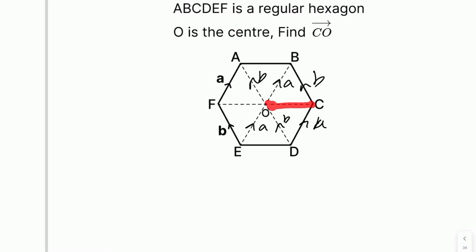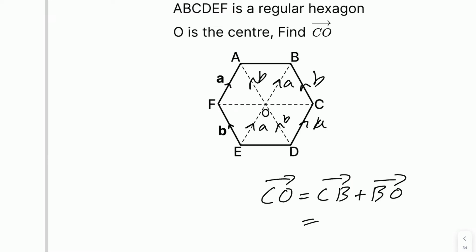Now, we can't quite go down this way because we don't have any information, but what we can do is go from here to here and then here to here because we do have that information. So C to O is going to be start at C, go to B, and then from B, go to O. Now, C to B is B, and how do we know that? From this one here. So that's B, and then B to O is minus A, and how do we know that? From that one there. So that is going to be negative A.